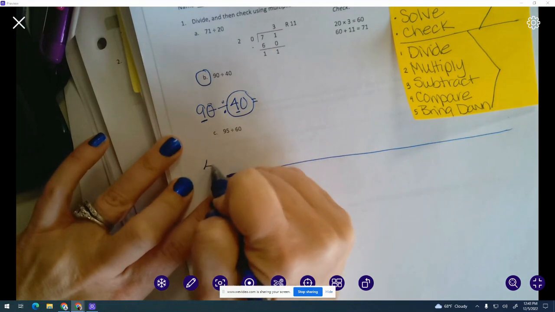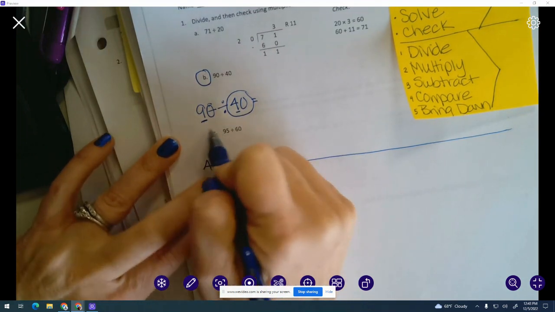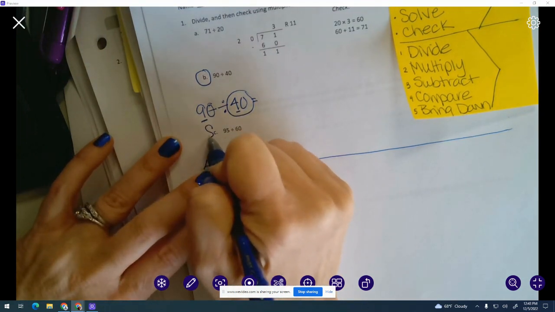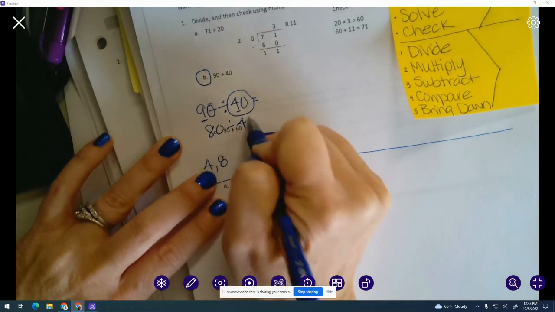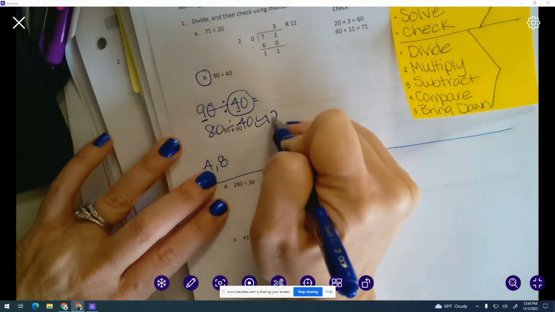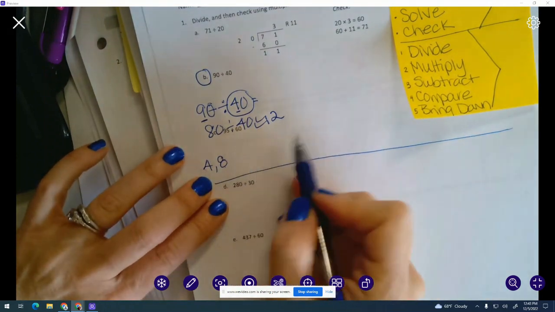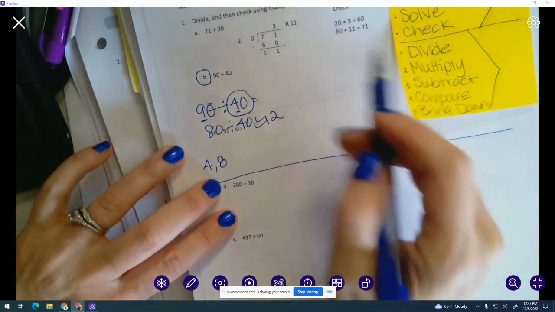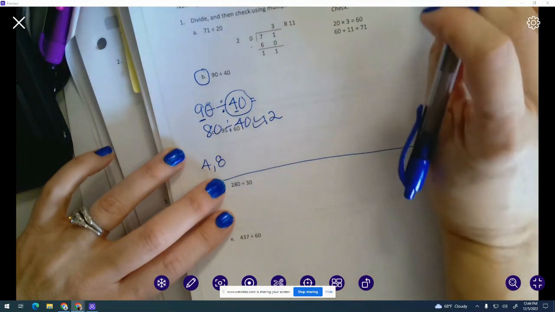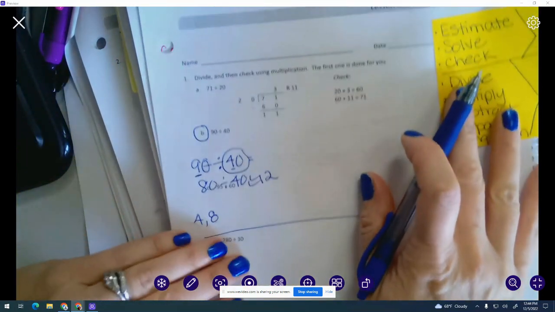But I know if I count by my 4s, I get to 8, and 90 is close to 80. So I'm going to say 80 divided by 40. So my answer should be about 2. That's a fair estimate. All right, so now let's look at the real problem here.